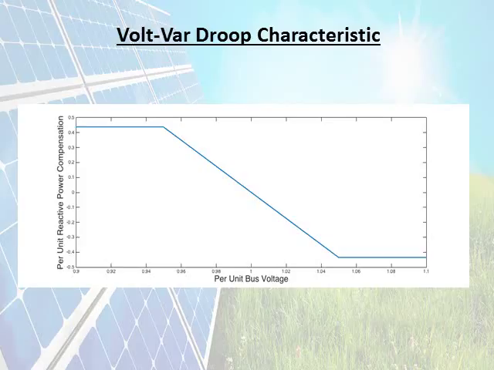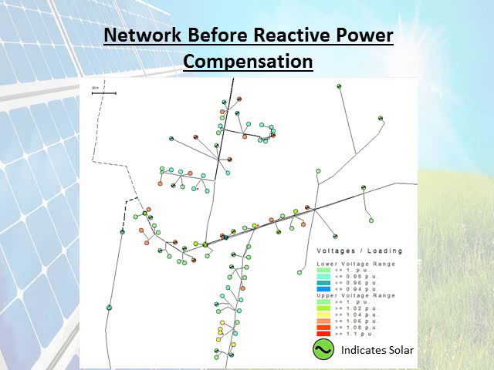If the bus voltage in an inverter is higher or lower than either of these set points, the inverter will automatically drop its power factor to 0.9. The distribution network in PowerFactory before the droop control was applied is shown here. The orange nodes represent voltages that are above 1.06 per unit. Phase C has the highest average voltage before the droop control was applied, at 1.065 per unit.